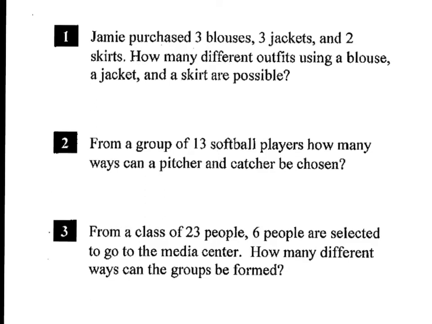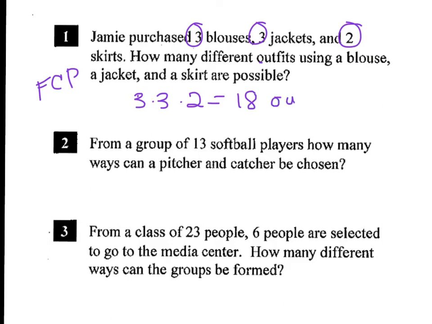When you're doing a question like number 1 and you're trying to figure out all the different possibilities, all the different outcomes, you need to use the fundamental counting principle, which means you take all the numbers and you multiply them together. So 3 times 3 times 2, which is 18. So there's 18 possible outfits.